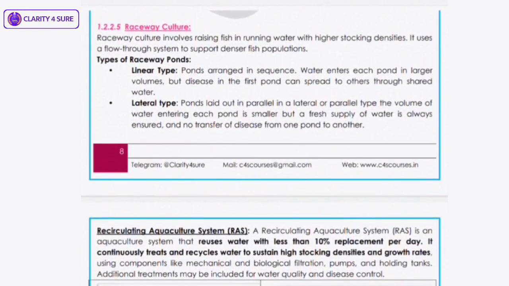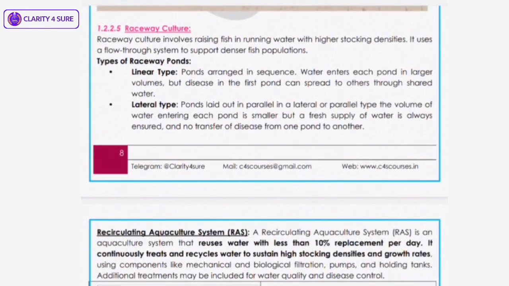Okay, so let's discuss the last one. Recirculating aquaculture system, that is RAS. A recirculating aquaculture system, RAS, is an aquaculture system that reuses water with less than 10% replacement per day. It continuously treats and recycles water to sustain high stocking densities and growth rates using components like mechanical and biological filtration, pumps and holding tanks. Additional treatment may be included for water quality and disease control.